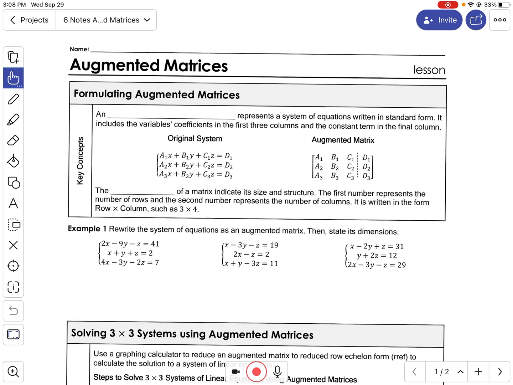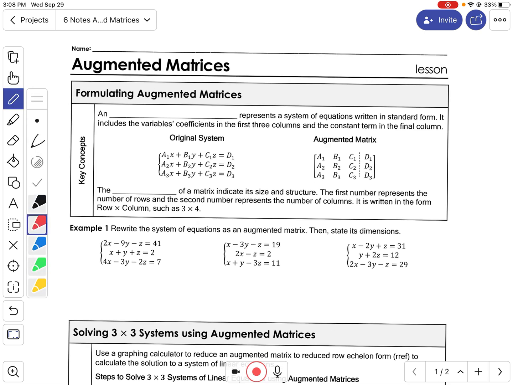So an augmented matrix represents a system of equations written in standard form. It includes the variable coefficients, which we already talked about. That's the number in front of the variable in the first three columns, and then the constant is in the final column. So notice here there is just a little dotted line separating your coefficients and your constants.